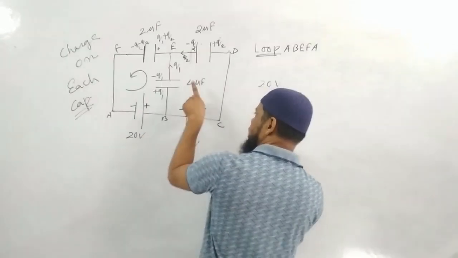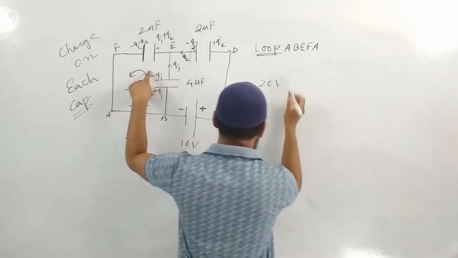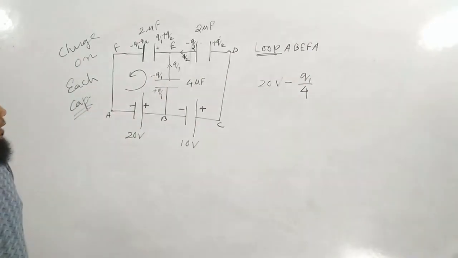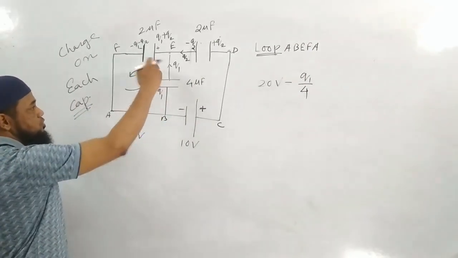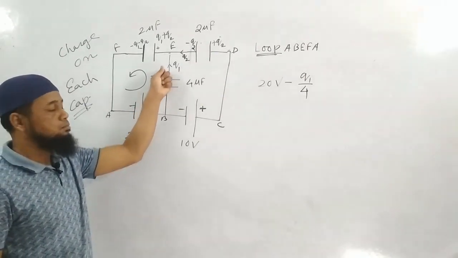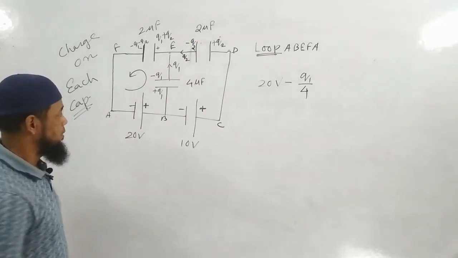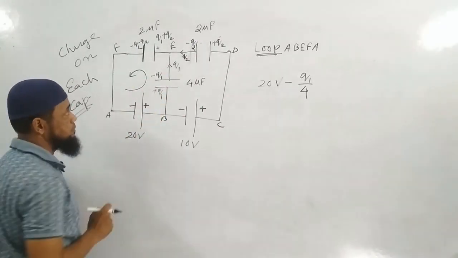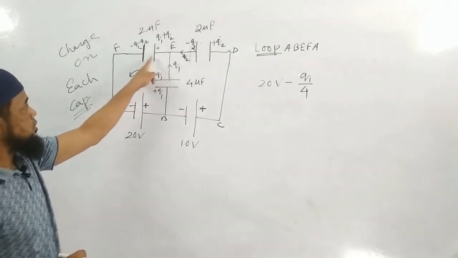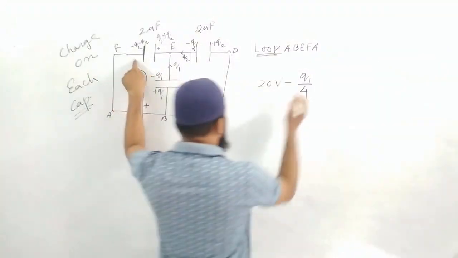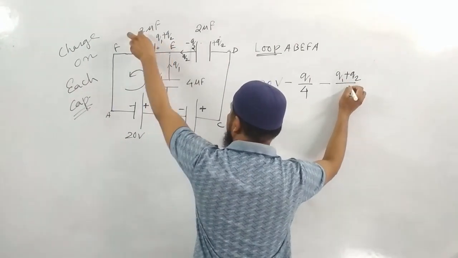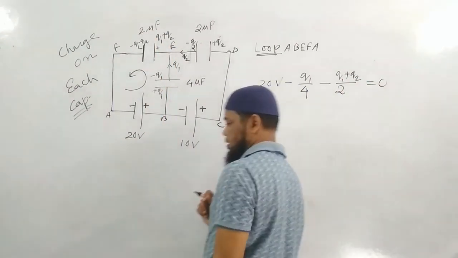What is the potential drop between this point and that point? What is the charge? Q1. What is the capacitance? 4. So drop is minus Q1 by 4. From positive to negative there is a drop, that is why I'm writing minus. Similarly, going from positive to negative there is a drop, which is negative: Q1 plus Q2 charge divided by capacitance. So how much is that? 0.